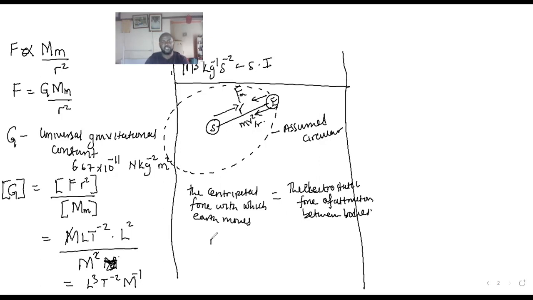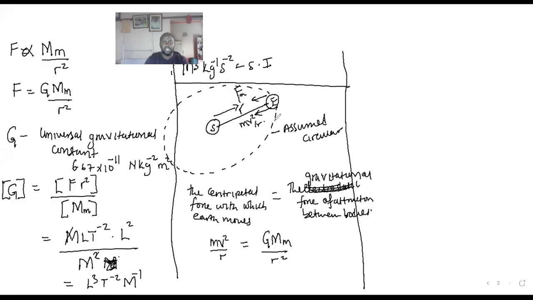Therefore, the centripetal force is given by mv squared over r, and the force of attraction is capital G M m over r squared. This is the gravitational force of attraction. This is gravitational; electrostatics is in Coulomb's law.